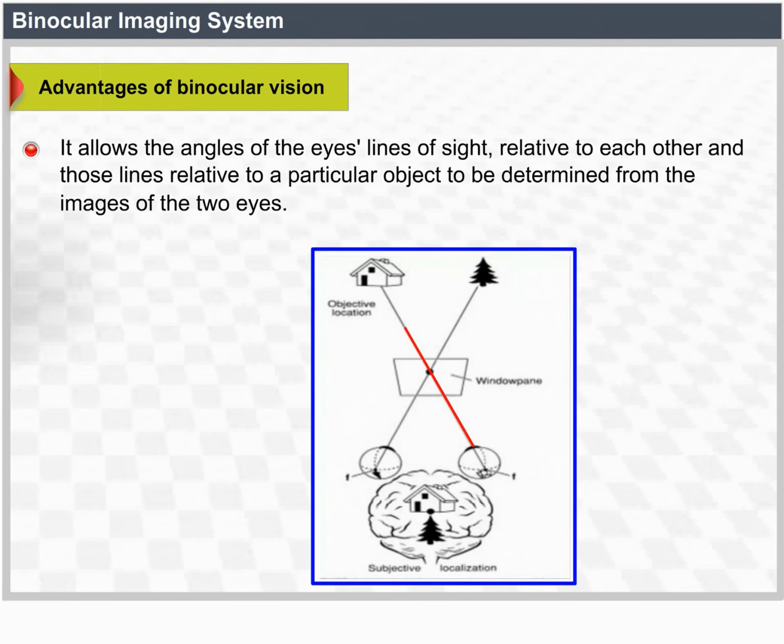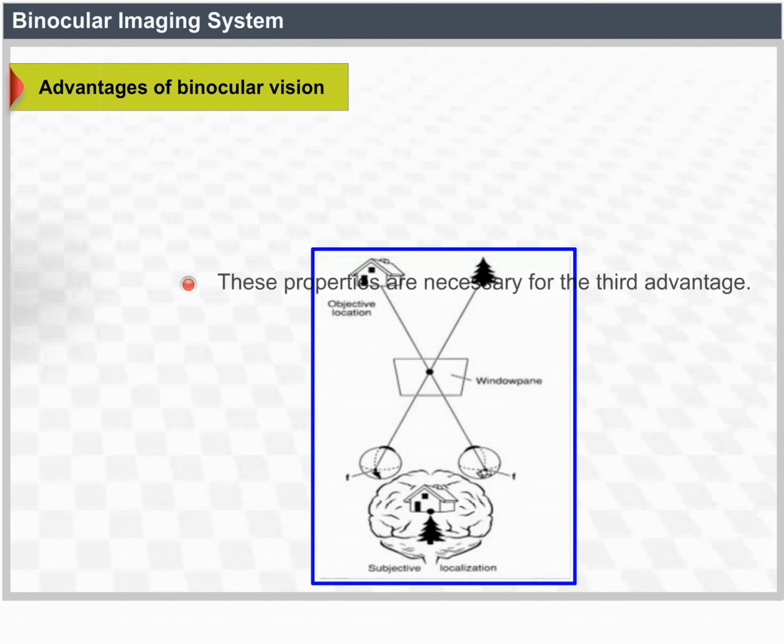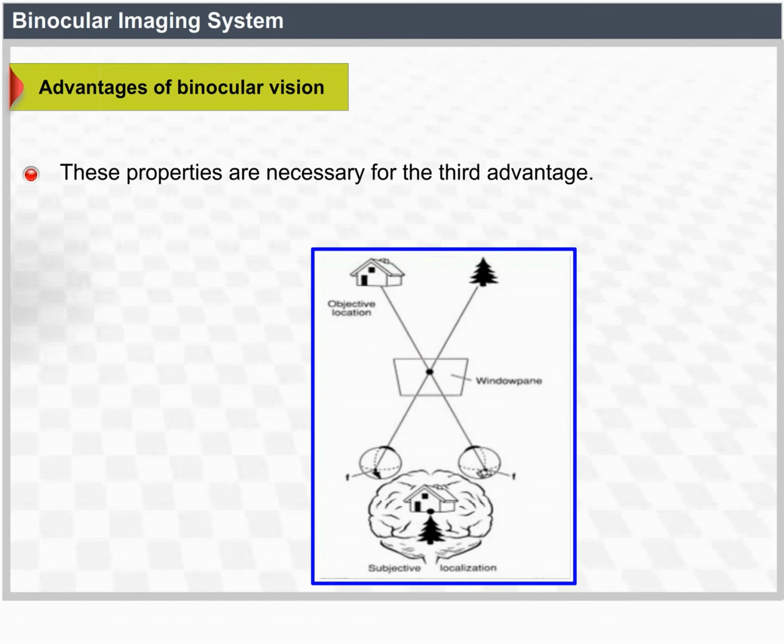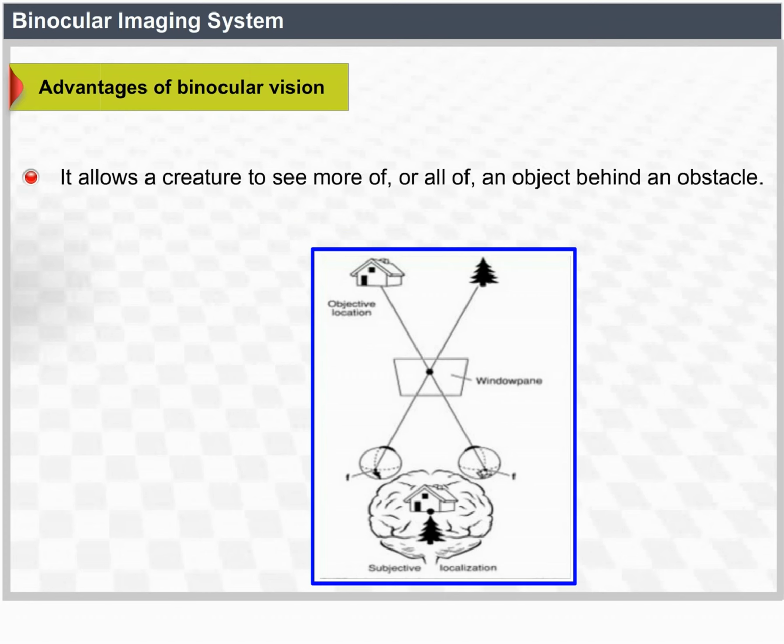It allows the angles of the eye's line of sight relative to each other, and those lines relative to a particular object, to be determined from the images in the two eyes. These properties are necessary for the third advantage. It allows the creature to see more of or all of an object behind an obstacle.